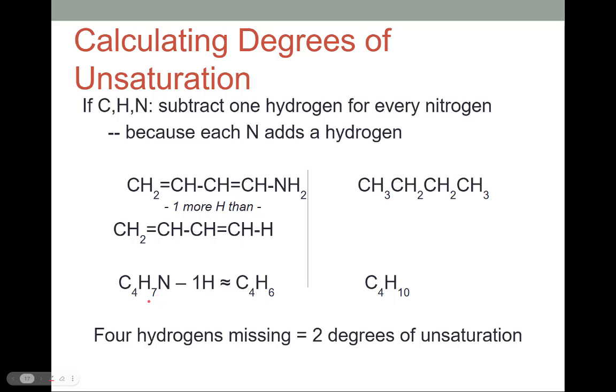And so if I'm given a formula like C4H7N, and I'm asked to calculate degrees of unsaturation, I can take out that nitrogen, but along with it, I have to take out a hydrogen. So my C4H7N becomes kind of like C4H6. Again, I would compare that to the fully saturated C4 molecule, which would have 10 hydrogens. 10 minus 6 gives me 4 missing hydrogens, or 2 degrees of unsaturation.